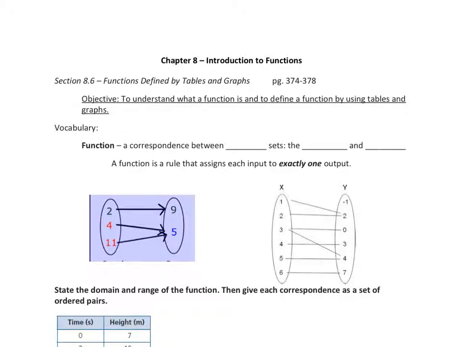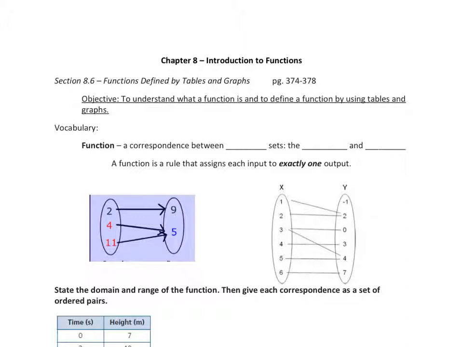Today, our functions really don't have anything to do with numbers as far as calculations go. They will have numbers, but you're not going to be calculating anything. Today, we're going to look at functions that are defined by tables and graphs. Tomorrow, we're going to look at functions that include numbers and calculations and things such as that.